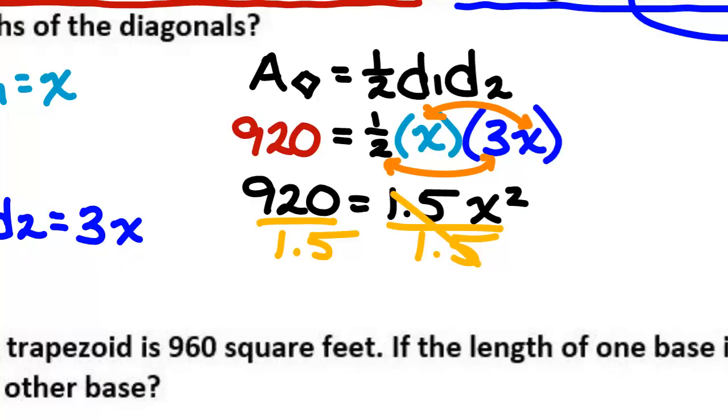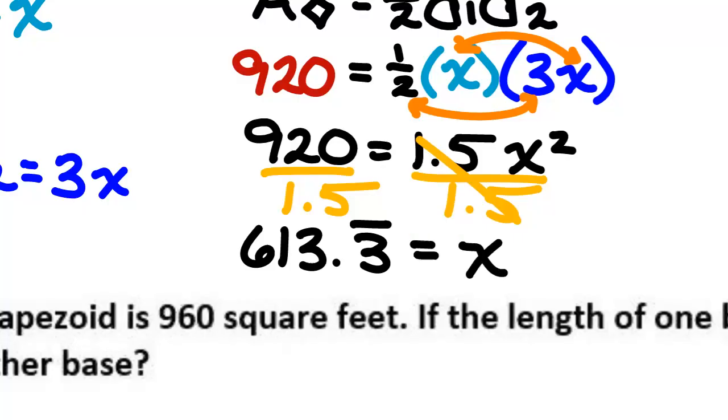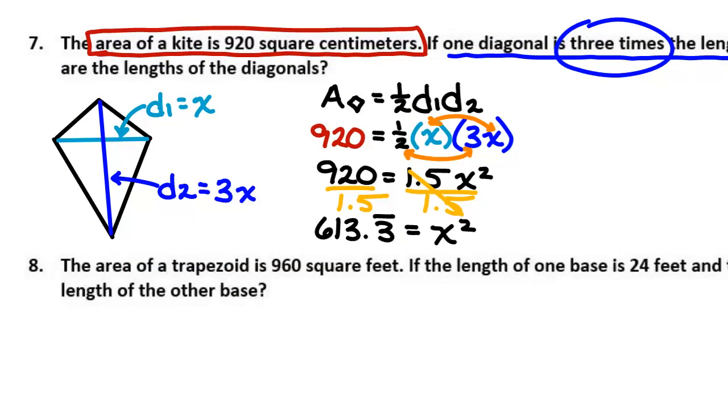What is 920 divided by 1.5? You said how much? 613.3 repeating. Equals x squared. And then we need to get the x by itself. I don't want it to be squared. So what do I need to do? Square root it. And if we do it to one side, we have to do it to the other side.